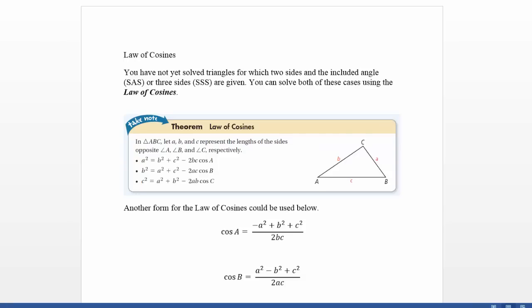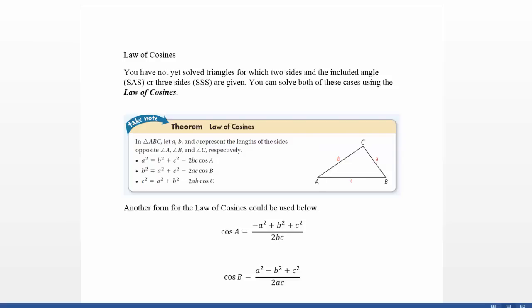In the previous lesson, we introduced the idea of solving non-right triangles, and we went through the law of sines and used it when we were given certain parts. Now, there are going to be situations where you're given certain parts of a triangle and it's not going to fit the law of sines, so we'll move forward and use the law of cosines whenever we can't use the law of sines.